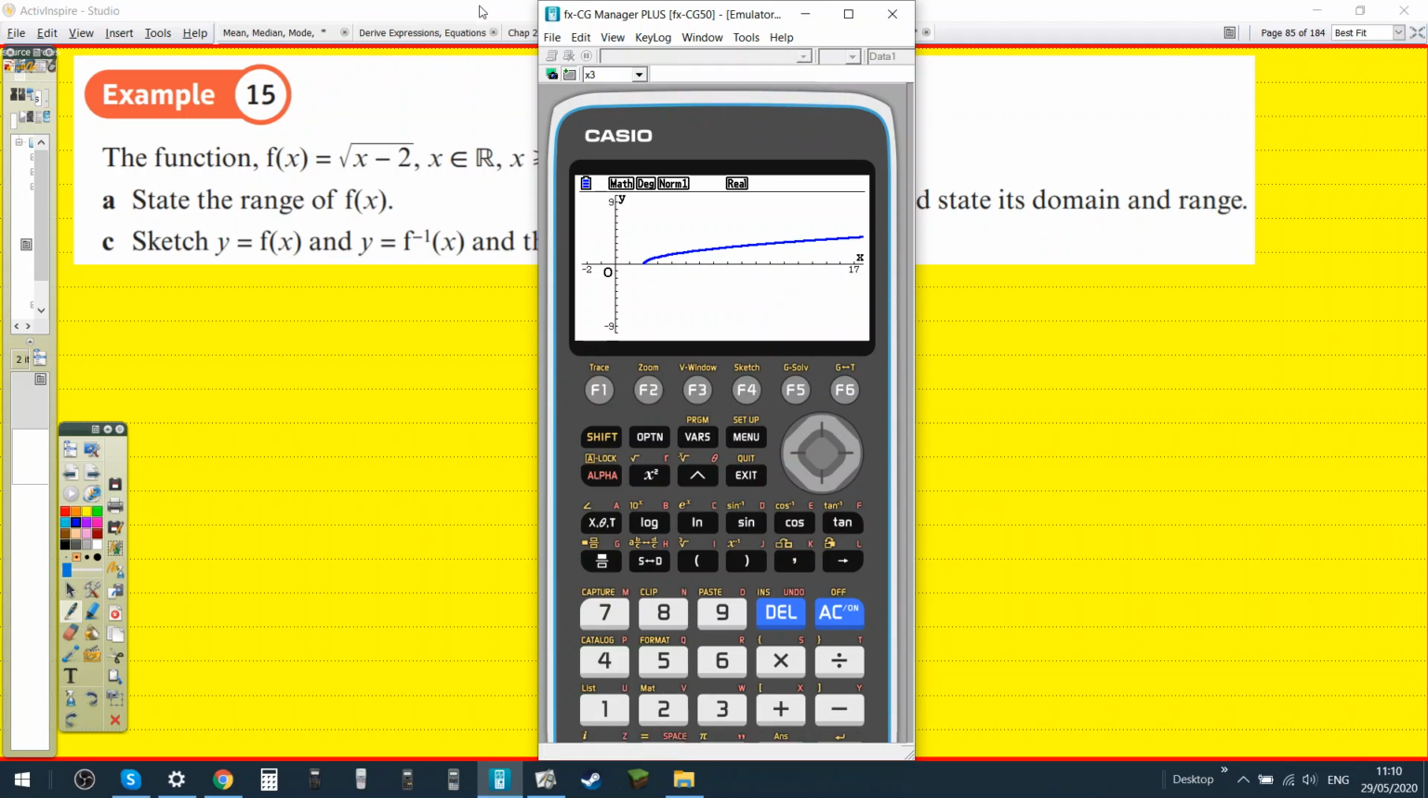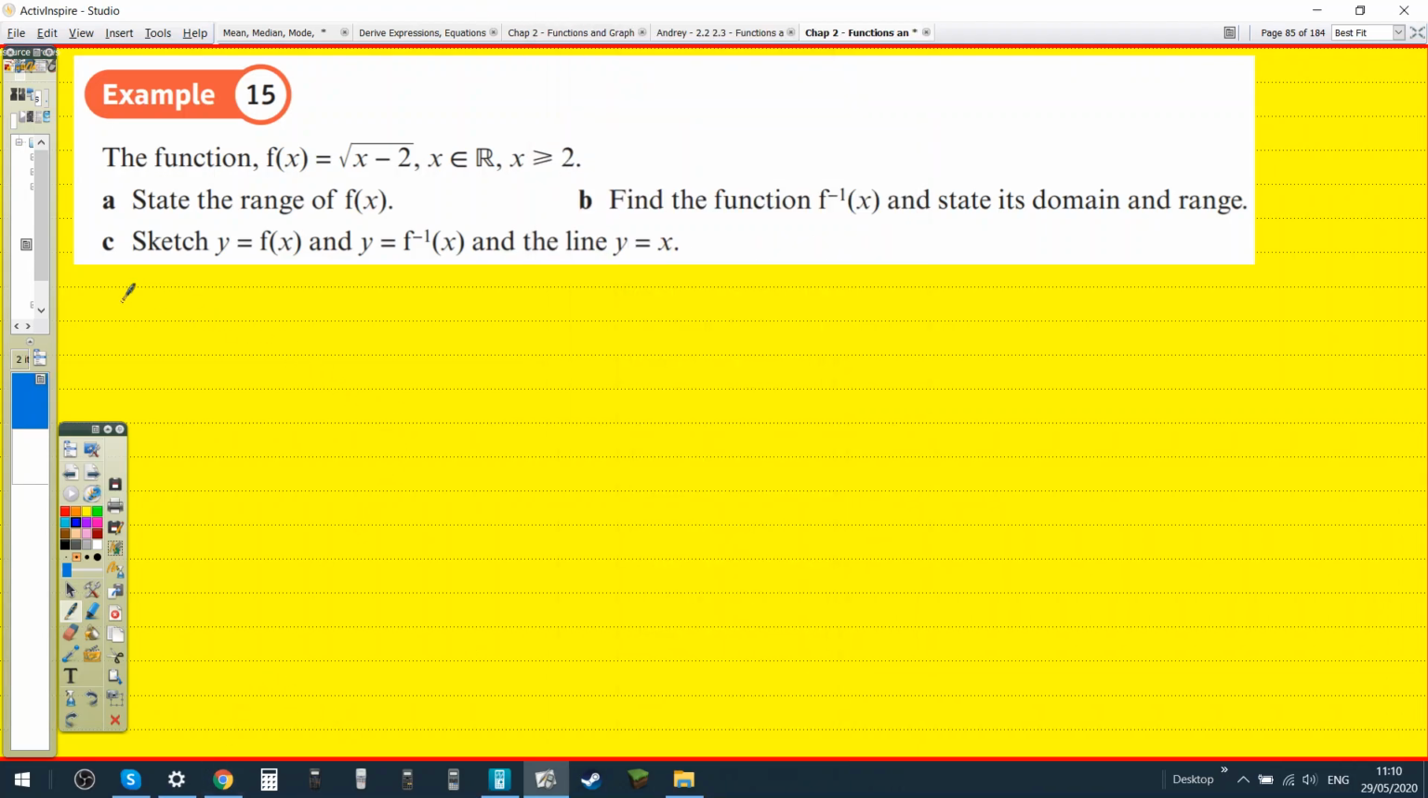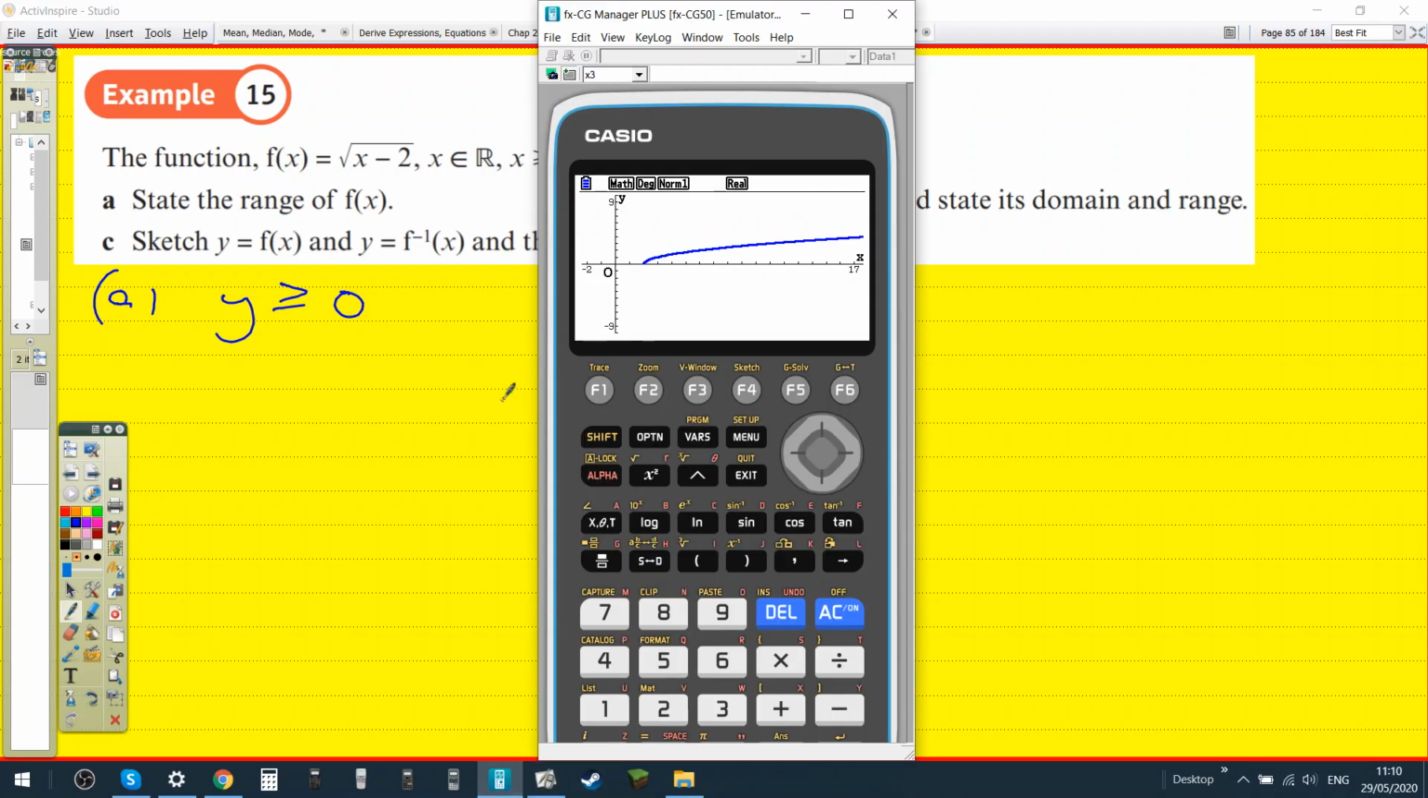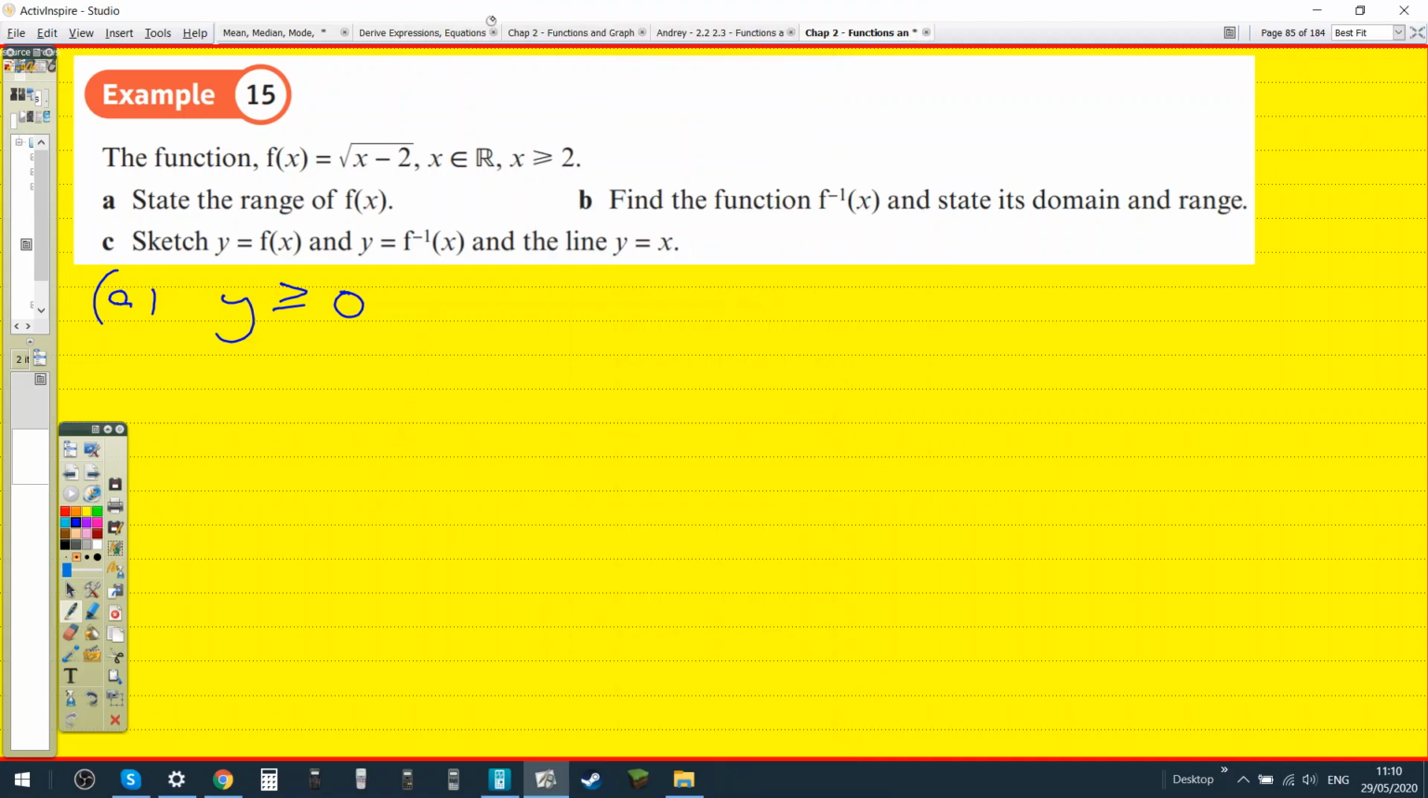Yep. And it's a pretty common type of range. Y is greater than or equal to 0. And by looking at the graph, what if they said what is the domain? X is greater than or equal to 2. Yep. And that's what they had there. X is greater than or equal to 2.